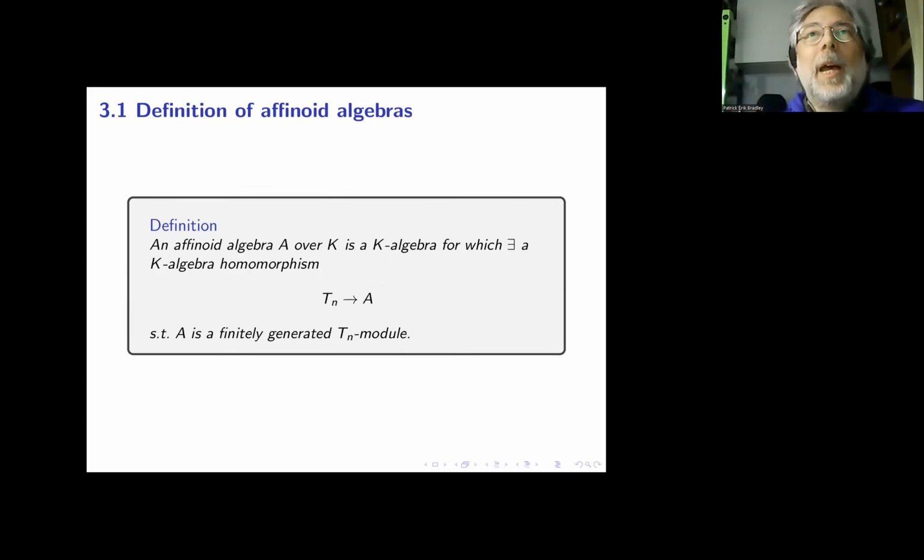And now we come to an affinoid algebra, which generalizes the Tate algebras. Namely, you have a K algebra A for which there is a K algebra homomorphism from some standard Tate algebra T_n to A, such that A becomes in this way a finitely generated T_n module.